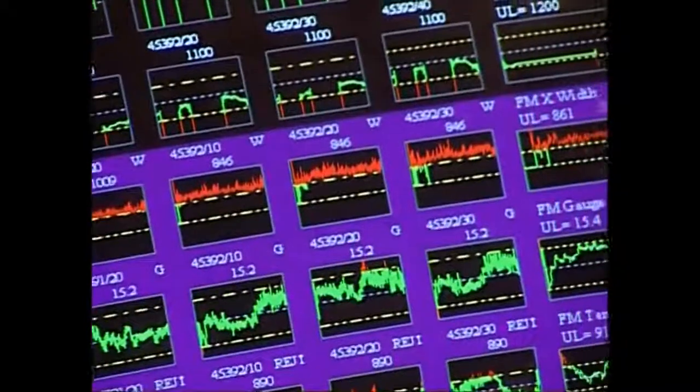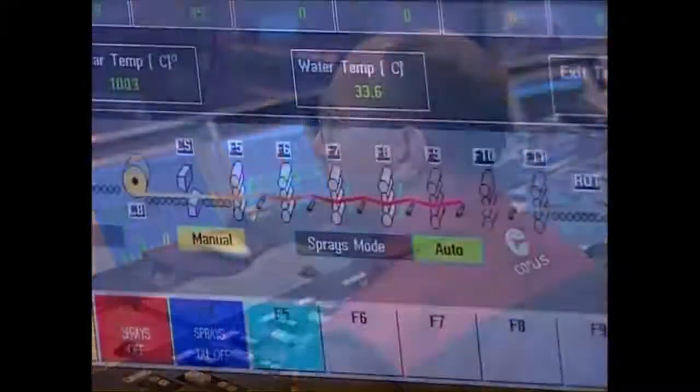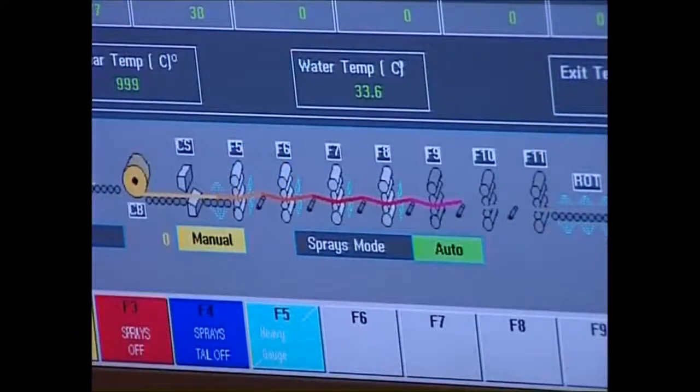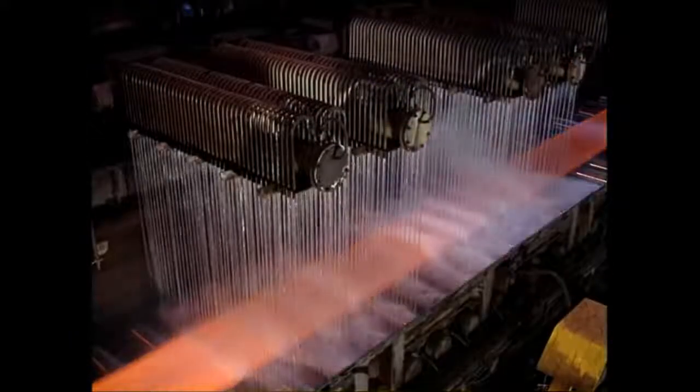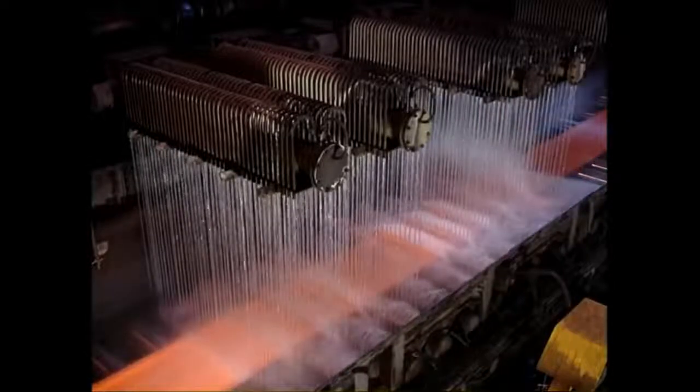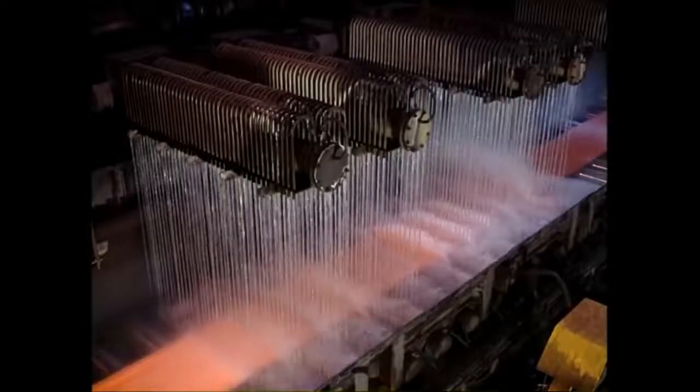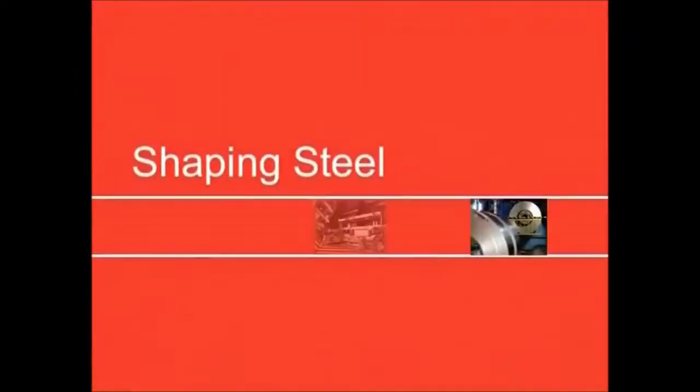Rolling processes are computer controlled. They're monitored up to 50 times per second and measured to an accuracy of plus or minus 50 microns. The rolled steel is then cooled in a way appropriate to its end use and prepared for further processing or dispatch.